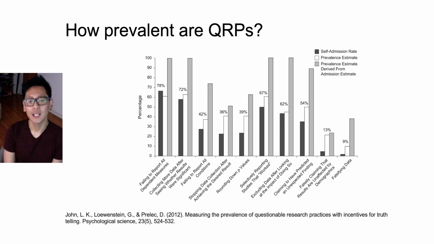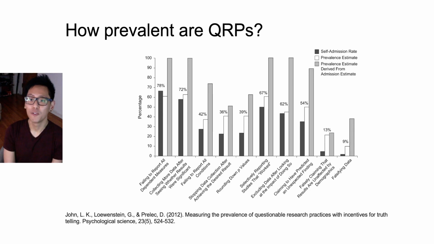72% admitted to collecting more data after seeing whether results were significant. So this is p-hacking, where you check if the results are significant and you add data in the hope that your p-value may drop below 0.05 with the addition of more data. 67% selectively report studies that worked, i.e. only report the experiments that showed a significant result. 62% exclude data after looking at the impact of doing so, for example, perhaps excluding an outlier when that may increase the significance or the effect size of the result.